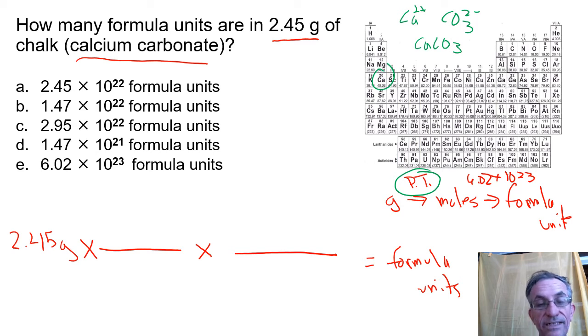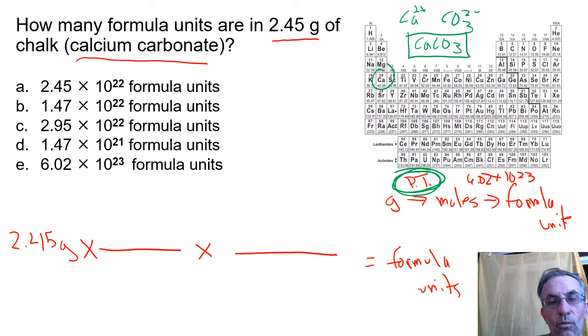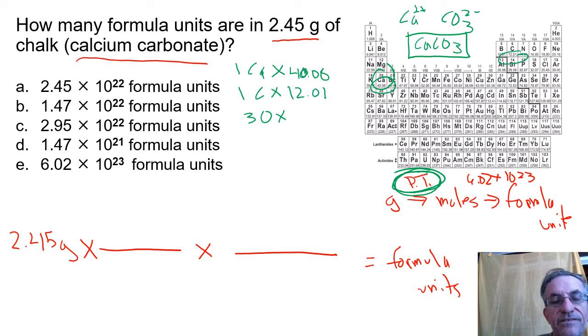Okay, so let's go ahead and do it. All right, so this is our formula. We're going to add up these numbers off the periodic table to get our conversion factor to go from grams to moles, to use the periodic table. All right, in that formula, 1 calcium, 1 carbon, 3 oxygens. Calcium, 40.08. Carbon, 12.01. Times 16. That's the weight for oxygen.